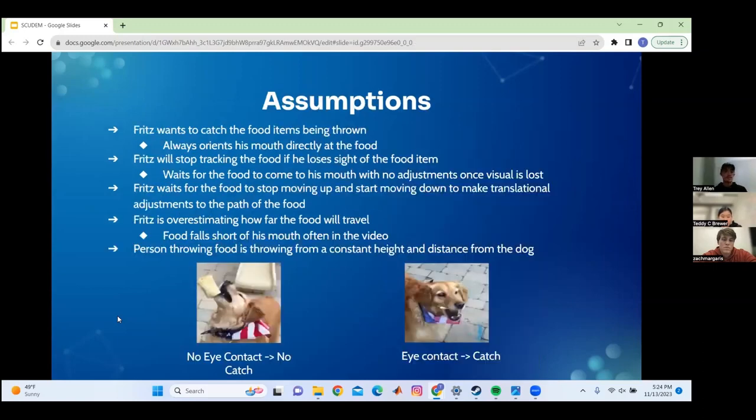So our assumptions are that Fritz wants to catch the food items that are being thrown and that he orients his mouth directly at the food, that he'll stop tracking the food if he loses sight of the food item, that he waits for the food to come to his mouth with no adjustments once visual is lost, that Fritz waits for the food to stop moving up and start moving down to make transitional adjustments to the path of the food, that Fritz is overestimating how far the food will travel, since in the majority of these videos we notice that this tends to be the case, and we notice that the person throwing the food should probably be a constant height and distance from the dog. And here you can see that he, with no eye contact, was not able to catch this burrito, but with eye contact was able to catch this French fry.